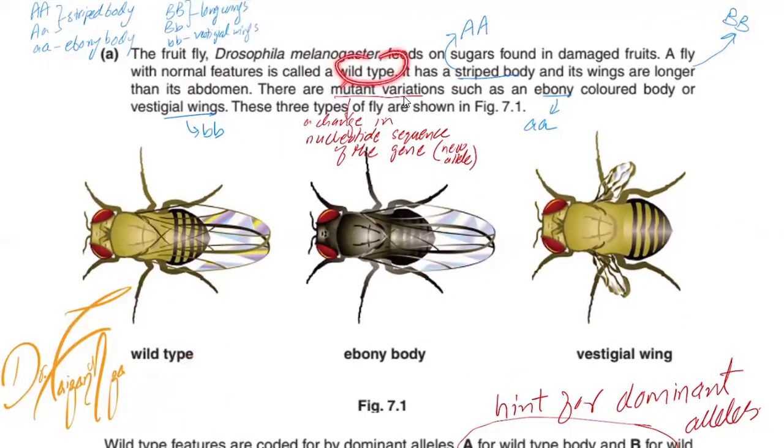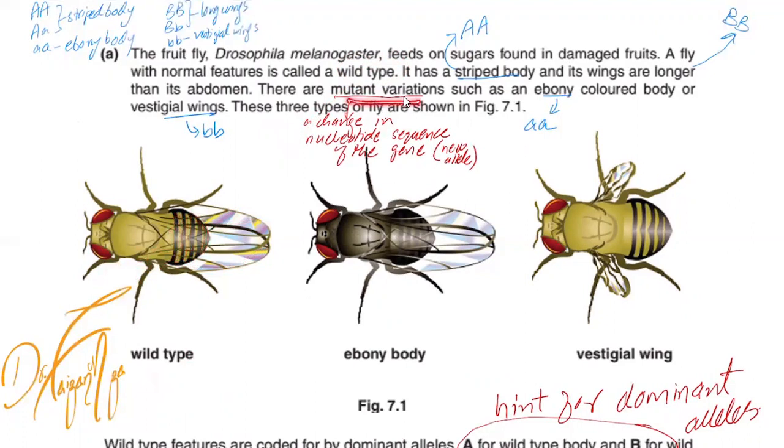Just keep relating to whatever is mentioned, and keep following the diagram, so you understand what is meant by each word here. The wild type has a striped body, and its wings are longer than its abdomen. You can see that its wings are very long compared to its abdomen length, and you can see the stripes on its body as well.